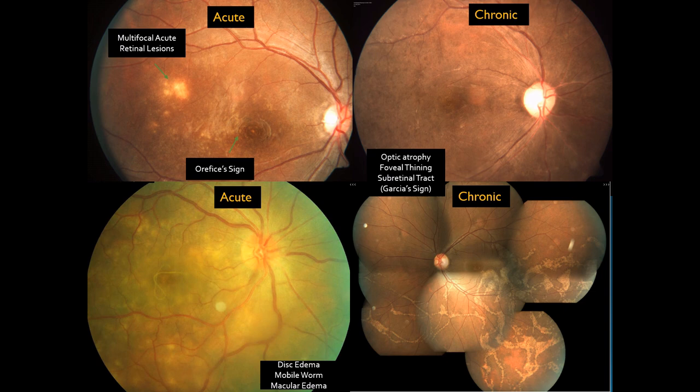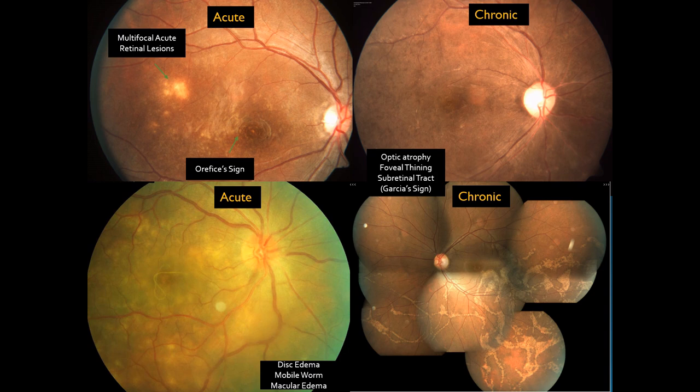This is an image showing both acute and chronic phases. In the first image, you can see multifocal retinal lesions, which are yellowish in color in the acute stage. There is also presence of the orifice sign, which is nothing but enhancement of the ILM. Coming to the image just beneath it, another acute finding. This shows presence of disc edema. A brown mobile worm can be seen along with macular edema.